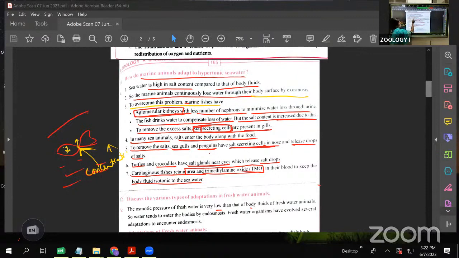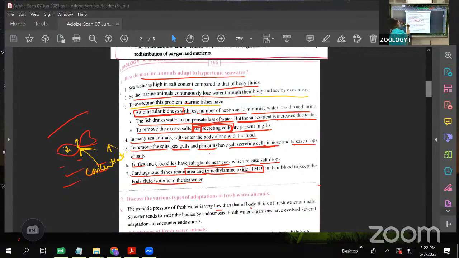The main adaptations are that aglomerulus kidneys are present and a smaller number of nephrons are present. The fishes are every time drinking water to make up for the loss of water. That time they take in more water content for the purpose of removing salt. They have salt-secreting cells in the gills.